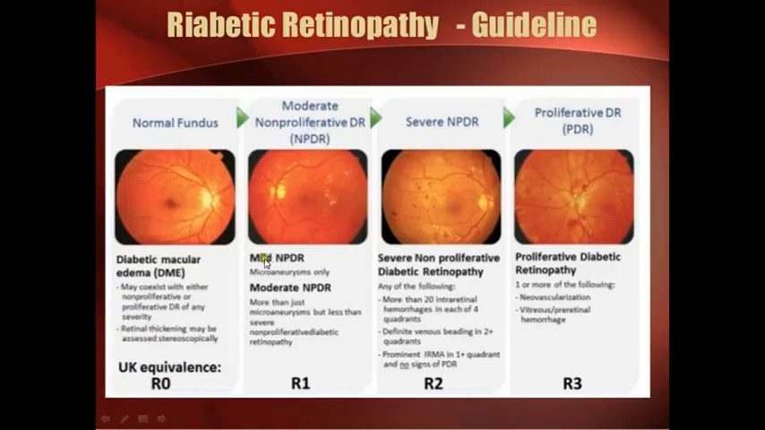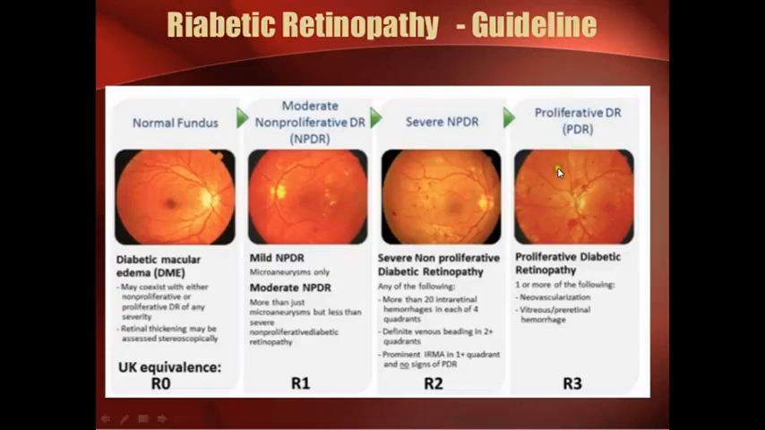Then non-proliferative diabetic retinopathy has stages: mild, moderate and severe. Mild is when there are just microaneurysms, small dilatations of the vessels. Moderate is more than just microaneurysms but less than severe, in between mild and severe. This one is moderate. Then severe non-proliferative has more than 20 intraretinal hemorrhages in each of the quadrants. You can see these hemorrhages, venous beading, and IRMA in one or more quadrants, and no sign of proliferative diabetic retinopathy.